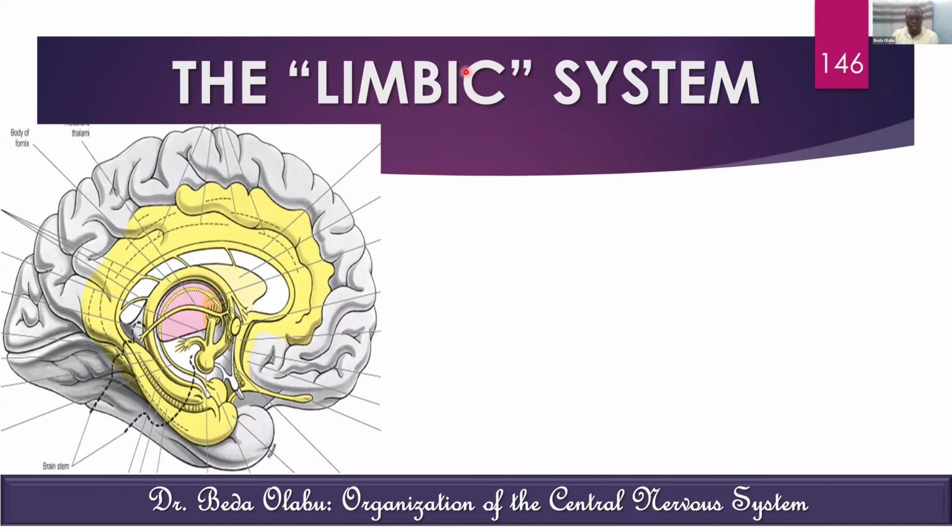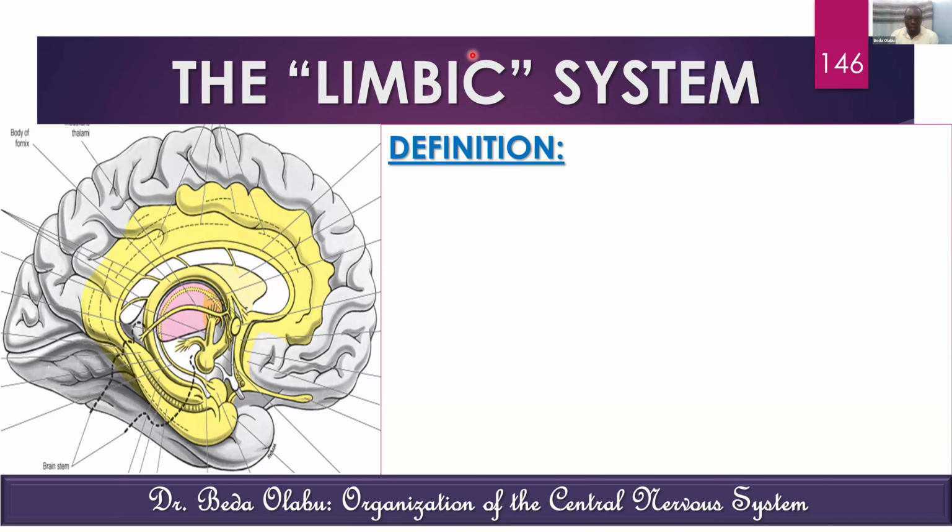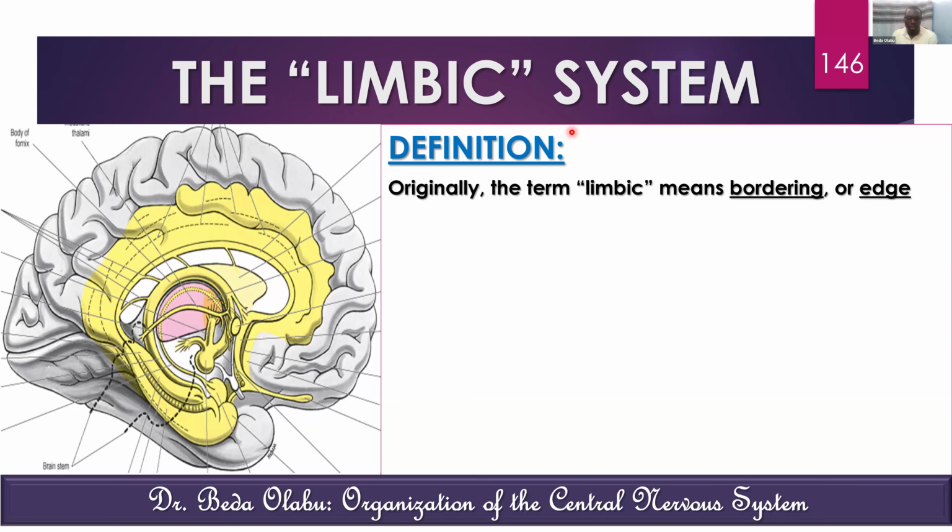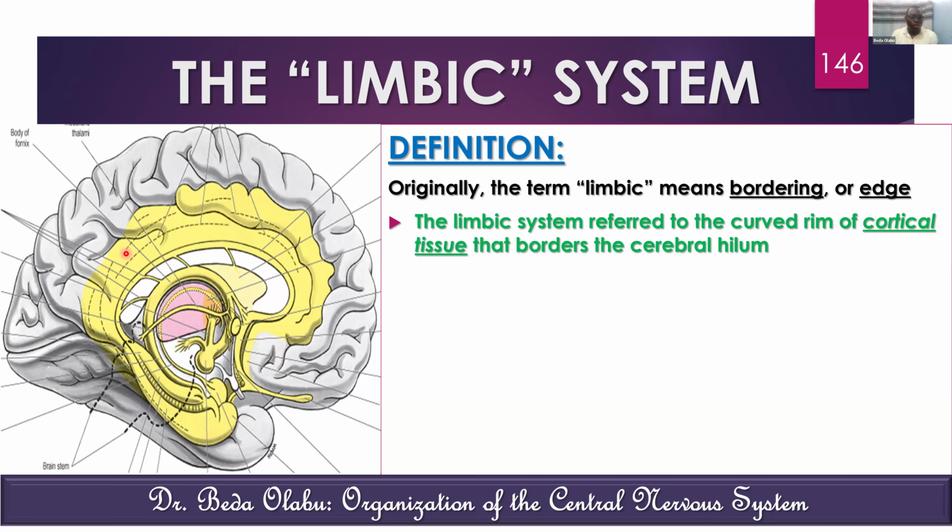We begin with a few introductory concepts, perhaps by defining the origin of the term, or trying to understand more about the origin of the terminology. So the person who coined the term limbic system derived it from the Latin word meaning bordering or edge. The structures that he noted to be forming part of this system appeared to be edging or bordering the cerebral hilum, particularly the cortical tissue around this particular region.